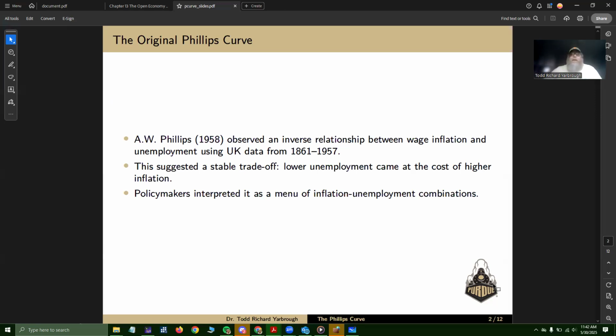Now, there had been for a long time amongst some economists a belief that unemployment and inflation, in particular wage inflation, seem to move in the opposite direction. If unemployment goes up, you tend to have a reduction in wage inflation or maybe wage deflation. And if unemployment goes down, you tend to have wage inflation. And of course, the important part is that wage inflation is most likely going to translate into general inflation.